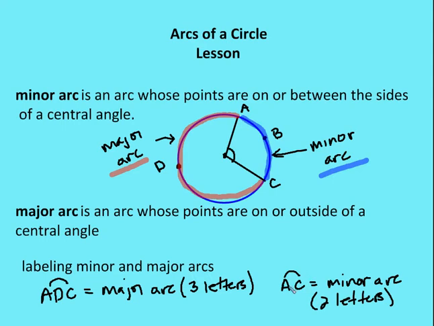So with a minor arc, typically we'll just use 2 letters. So AC designates our minor arc, ADC represents our major arc. Now I can use more than 2 letters for a minor arc, but in general we want to use just 2 letters. That should be sufficient to define the minor arc.